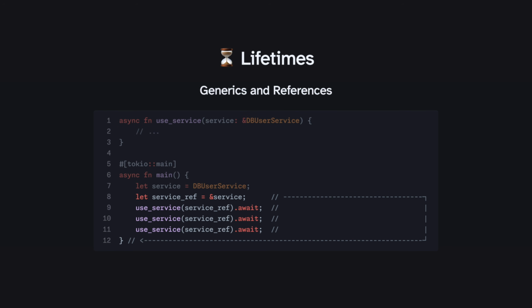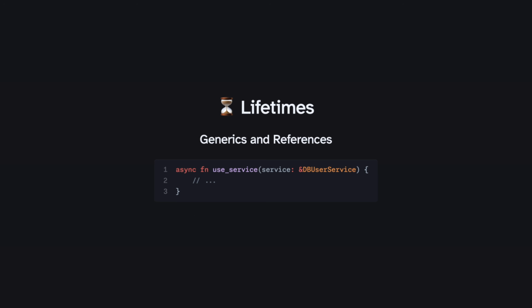The span of code that a reference is valid for is called the lifetime of that reference. So what does this have to do with generics? Well, if we look at our function signature in isolation, the compiler doesn't know the exact lifetime of the reference passed in. In fact, this function can be called with references that have a variety of lifetimes. This means our function signature needs to be generic over the lifetimes of any references passed in.